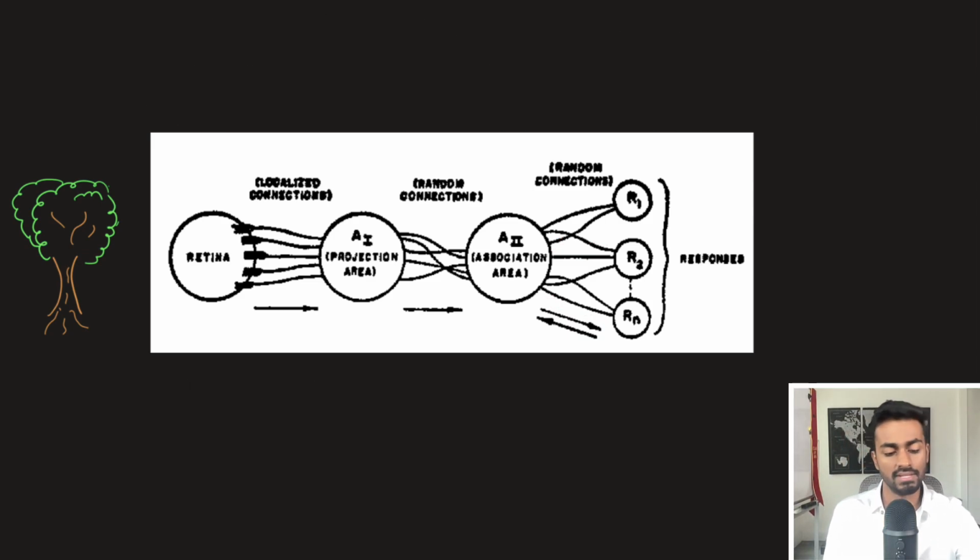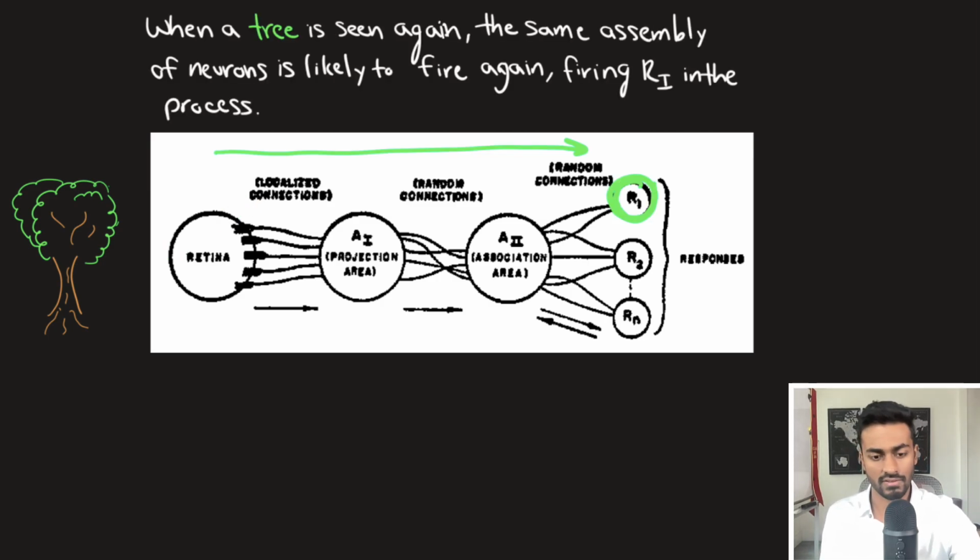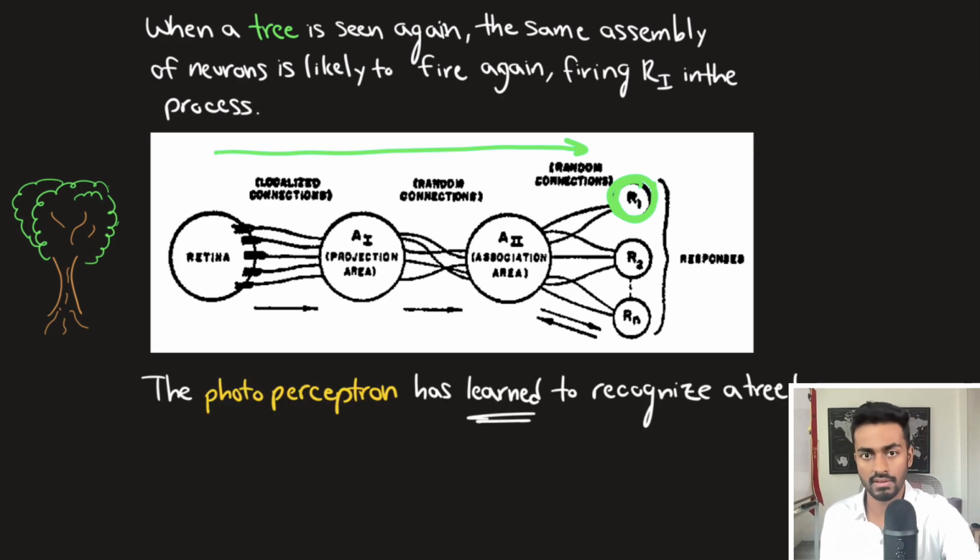So now what happens is, let's say we see another tree again. This is now going to enter the photoreceptors of our retina, and when a tree is seen again, the same assembly of neurons is likely to fire again, firing R1 in the process. So when you see a tree again, it's now easier to recognize because the same neural pathway is going to fire, and hence elicit the same response. It's a stronger response. And so the photoperceptron has learned to recognize the tree. This is the high-level intuition of the photoperceptron. And in the next pass, we're going to see a little bit more detail about the algorithmic learning process.